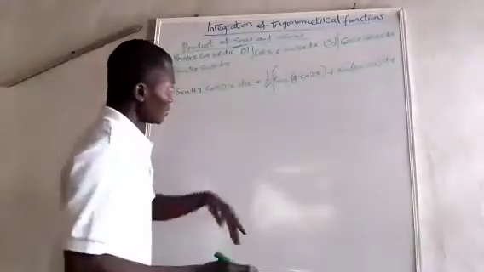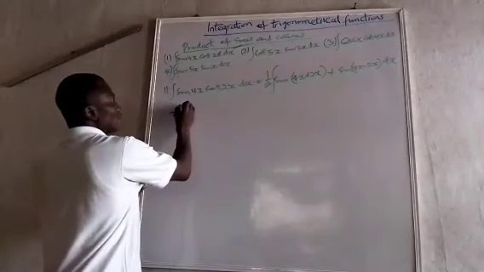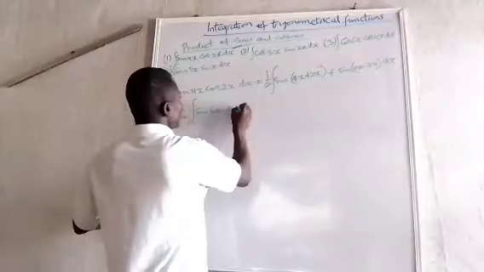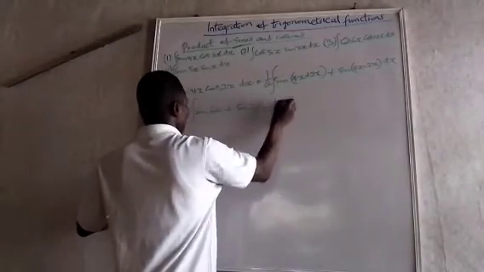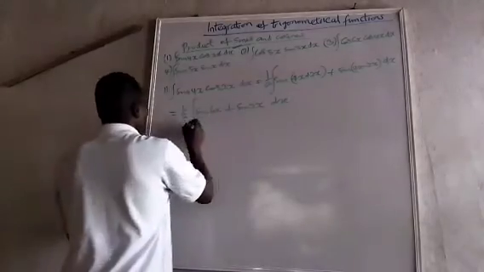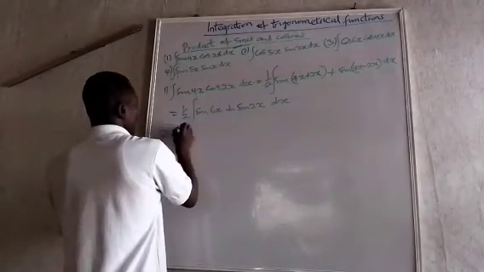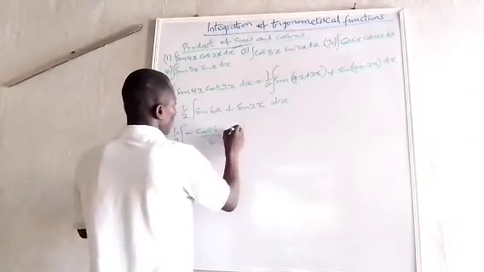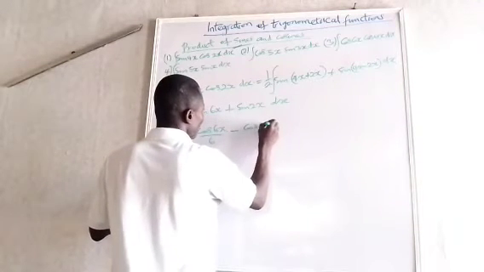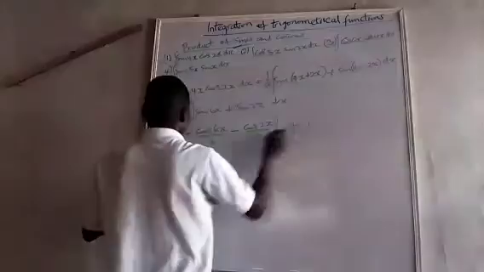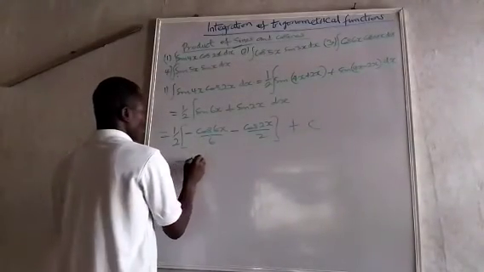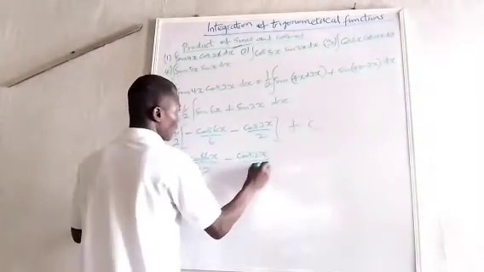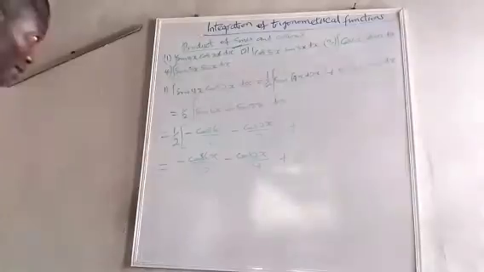So, we are going to have half of sine 6x plus sine 2x. So that's going to be half into minus cos 6x over 6 minus cos 2x over 2 plus c. And that's going to be minus cos 6x over 12 minus cos 2x over 4 plus c. You can see this one is very easy and straightforward.